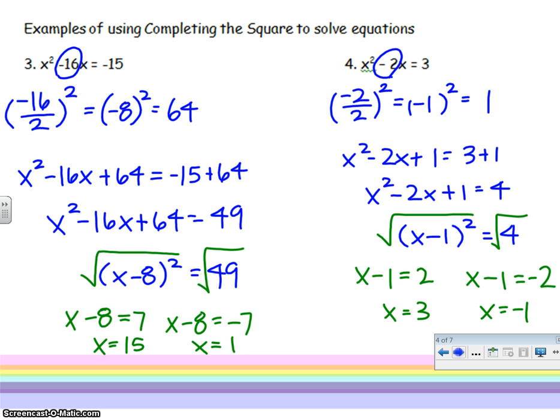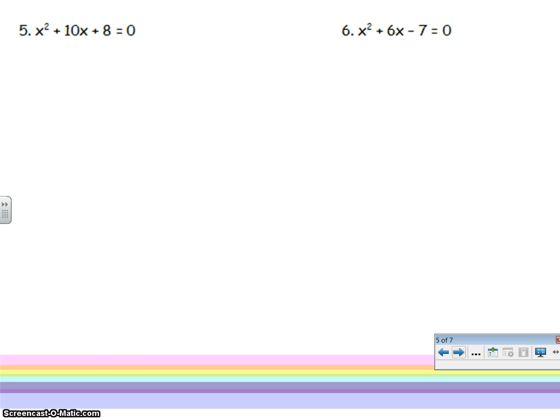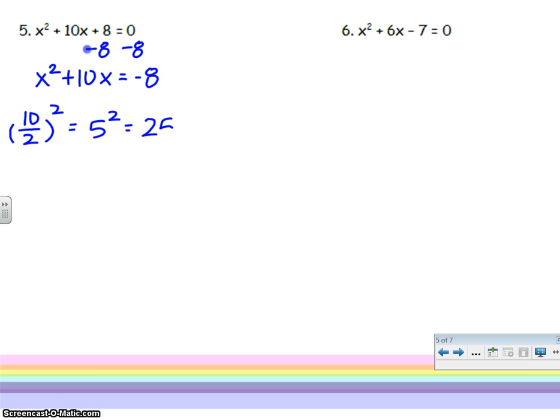Okay, let's go on to another one. When we look at number 5, we see that we're not quite in the correct form. So we need to move that negative 8 to the other side of the equation. From here, we're going to go ahead and complete the square. So we'll do 10 divided by 2, and we'll square that. And then we will add 25 to both sides.